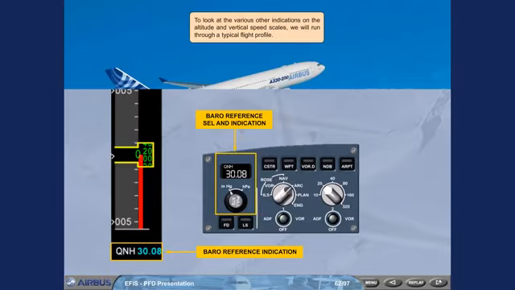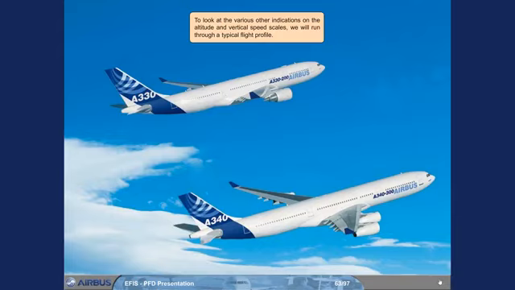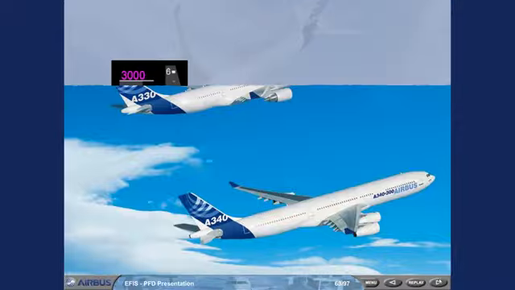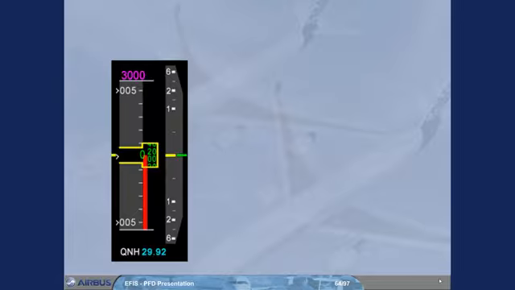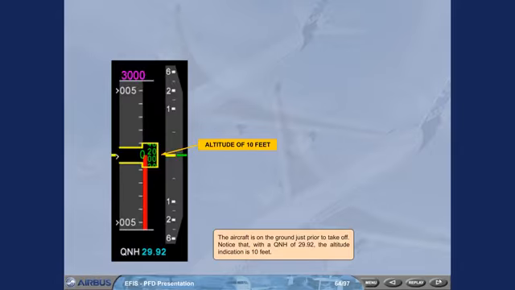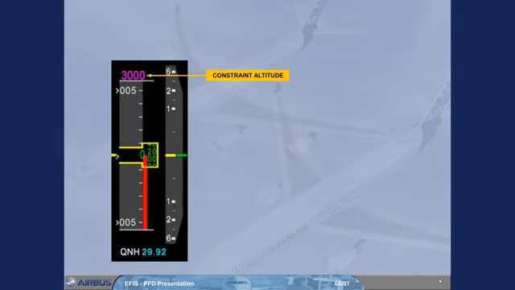To look at the various other indications on the altitude and vertical speed scales, we will run through a typical flight profile. The aircraft is on the ground just prior to takeoff. Notice that with a QNH of 29.92, the altitude indication is 10 feet. If there is an altitude constraint set in the FMGS, then this will be shown by a magenta target altitude. In the example shown, the constraint altitude is 3,000 feet.